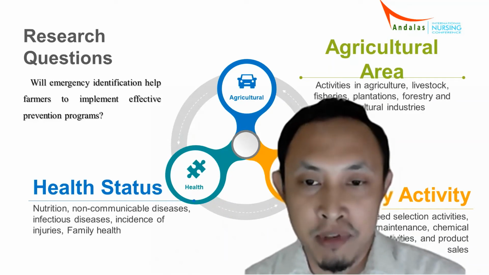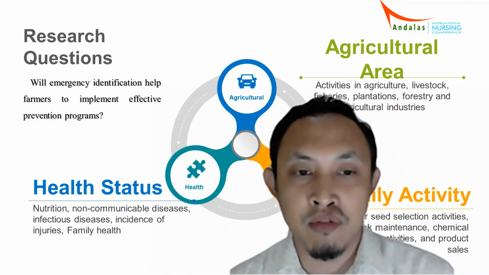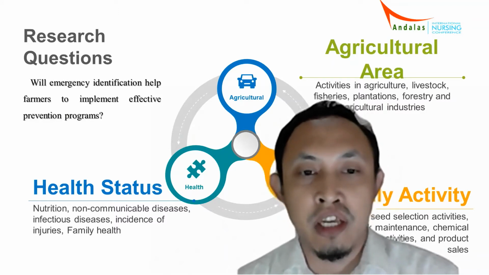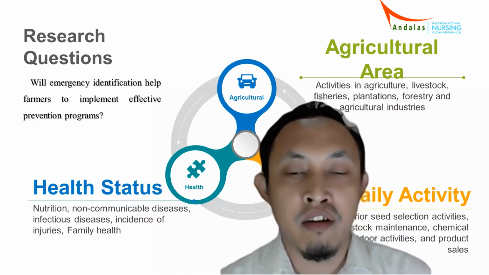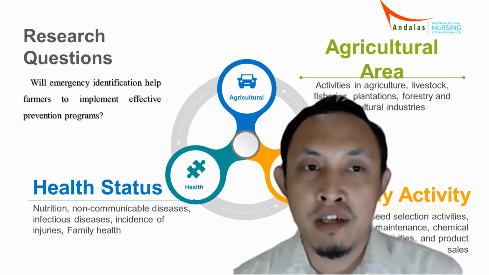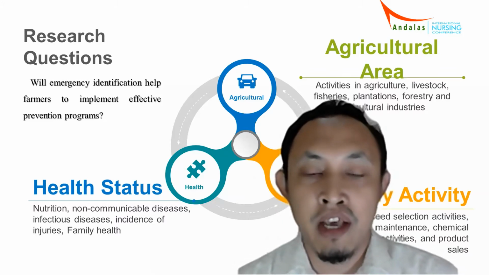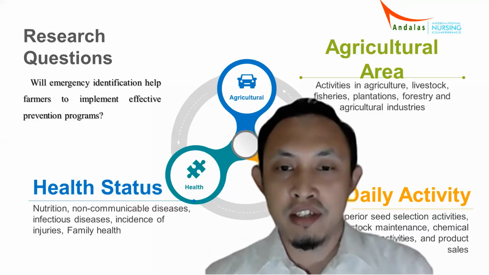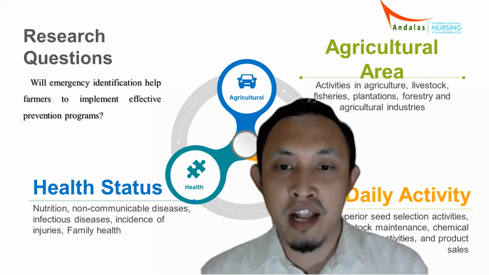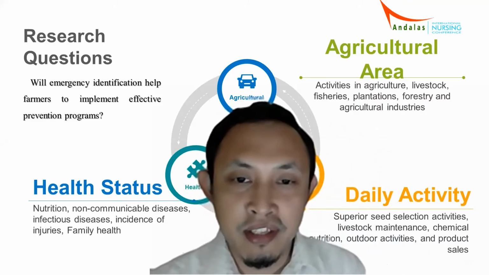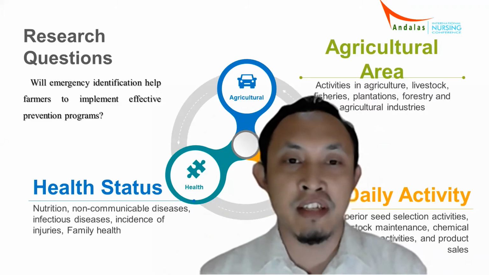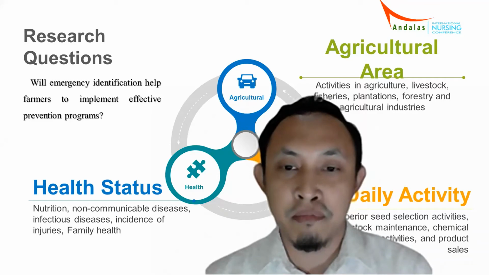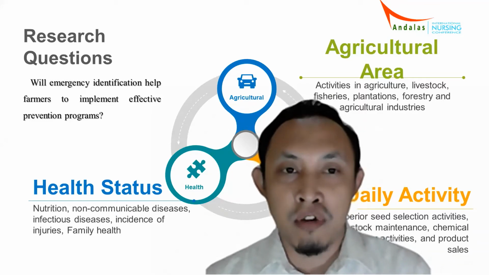is the health status of the farmer. For example, the nutrition status of the farmer, status of non-communicable disease, infectious disease, incidents of injury, and the main status is family health of the farmer. These are the three factors in our research. The first is agricultural area, the second factor is daily activity, and the third factor is health status. So, will emergency identification help farmers implement an effective prevention program? This is our research question.